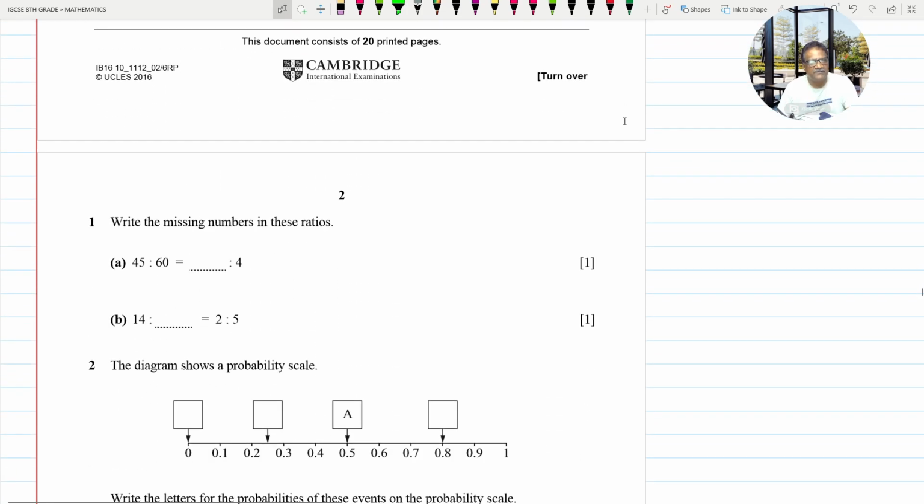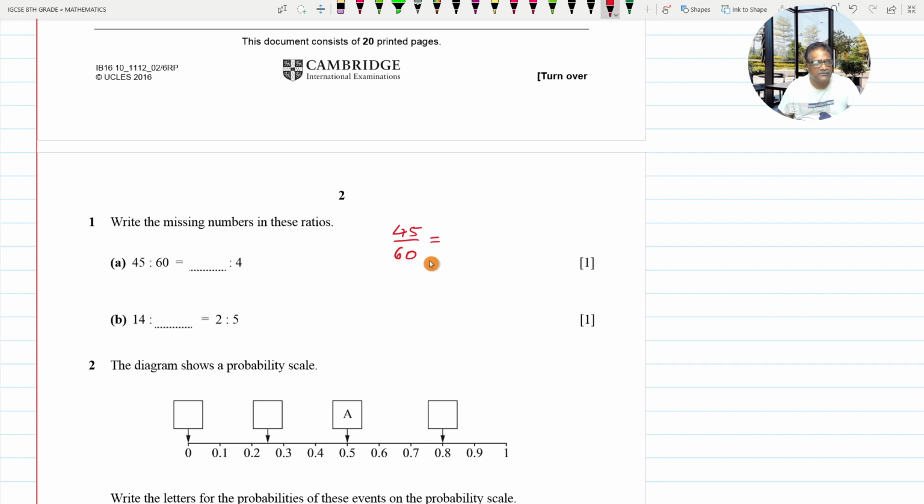Coming to the very first question, write the missing numbers in these ratios. So 45 is to 60 is equal to something is to 4. You have to write the missing number. Now this is very easy. All you have to do is take 45 upon 60 and try to reduce it.